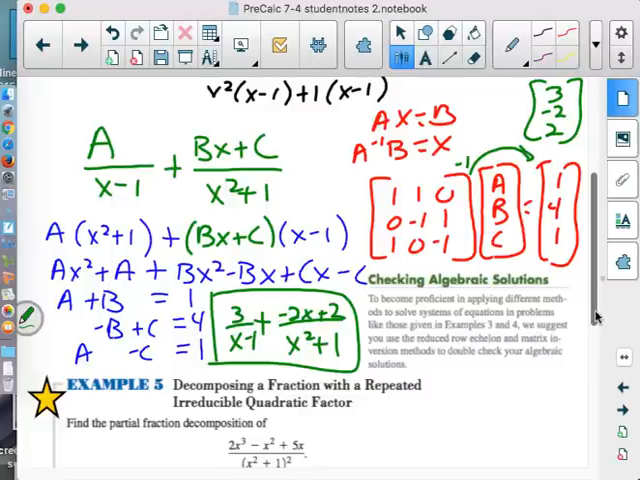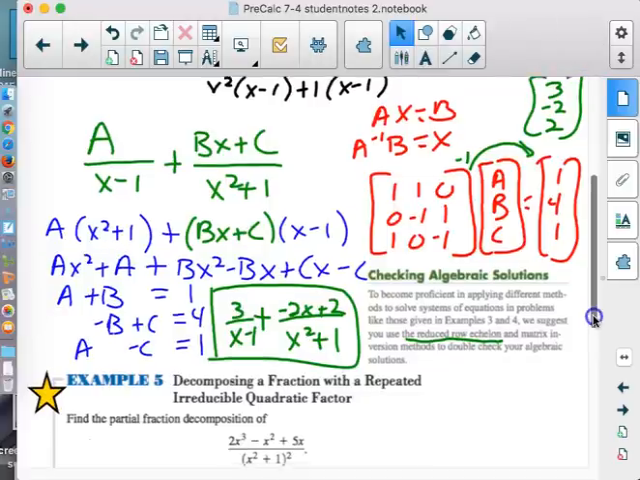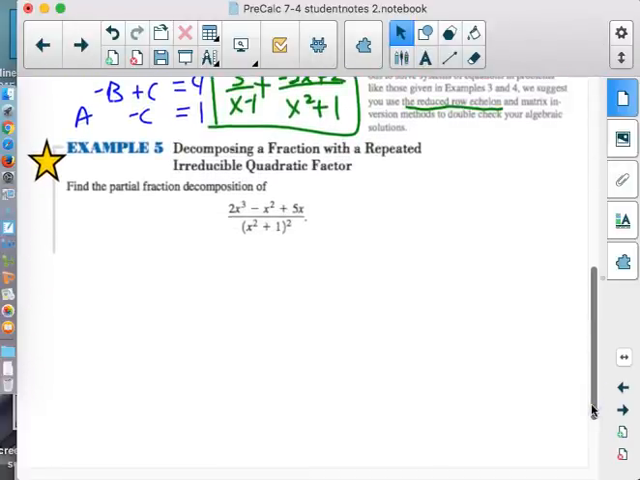Same thing for checking. Like it says, checking your algebraic solutions, you could check them with matrices. You could also check it by graphing. There's all kinds of different ways to do it. And like this says here, they recommend, if you don't get told, using RREF, reduced row echelon form, because it's just faster. One matrix, one RREF, to check those.